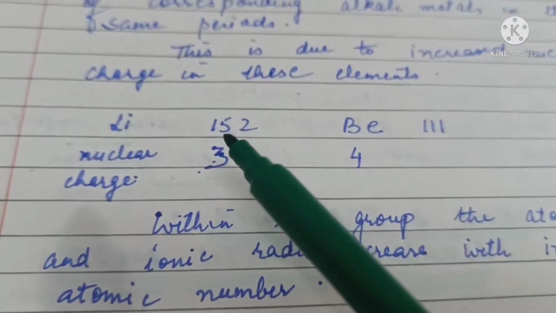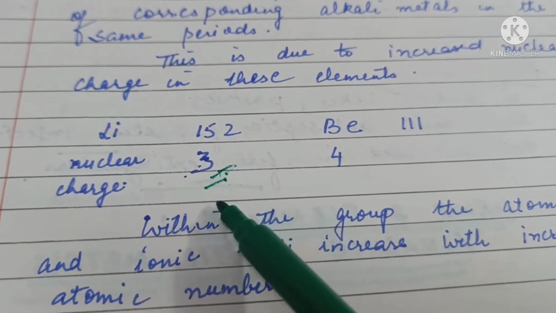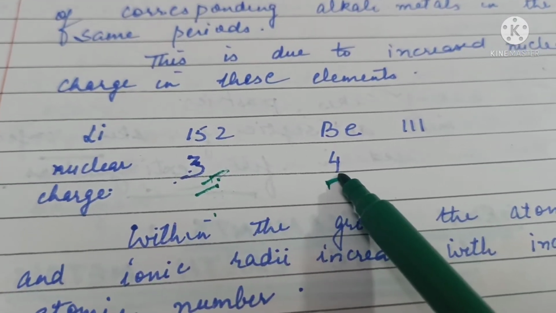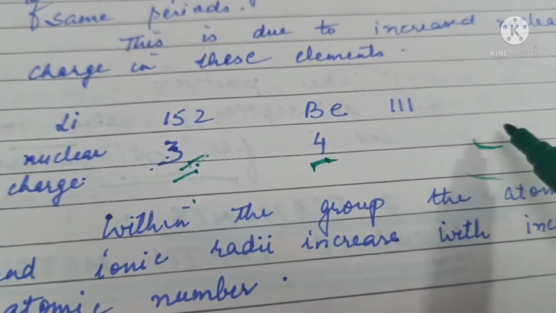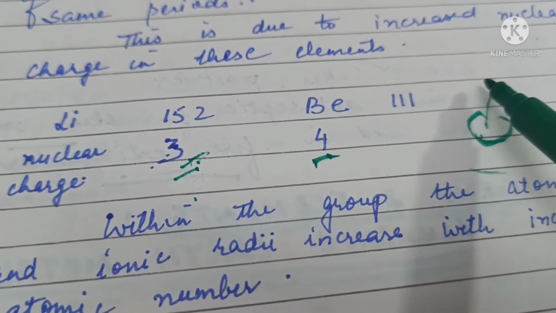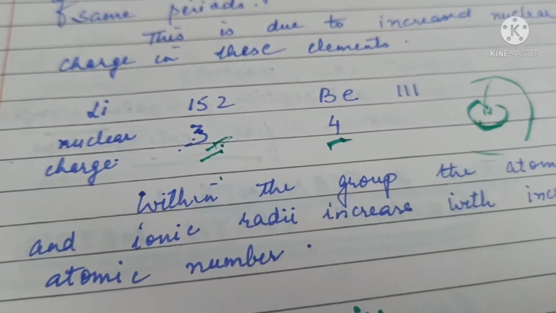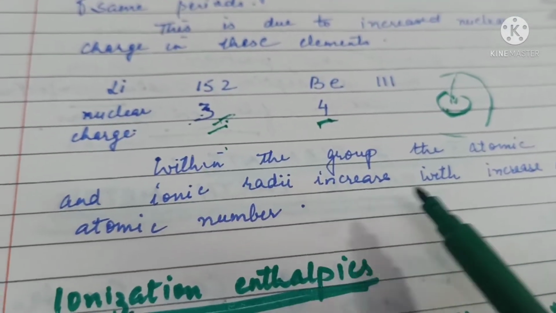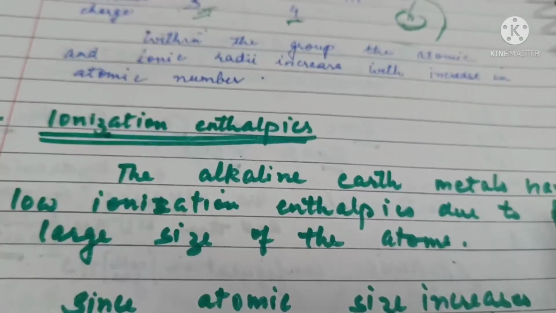For example, alkali metal lithium has 3 as nuclear charge. Beryllium has higher nuclear charge, though they have the same number of shells. So more positively charged particles means they will attract the outermost electrons with greater force and the size will become smaller. Within the group, the atomic and ionic radii increase with increasing atomic number.